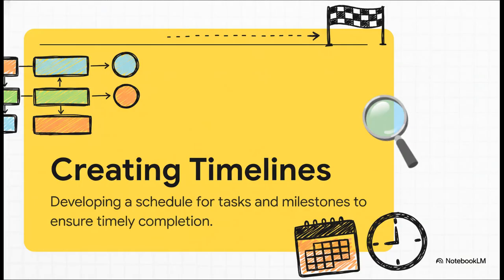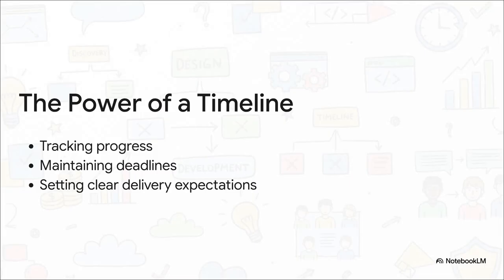So, once our objectives are set, we can move on to creating timelines. And this is where things get really practical. We're not just listing what needs to get done anymore. Now we're assigning deadlines to every single task and every milestone, creating a super clear roadmap from start to finish.